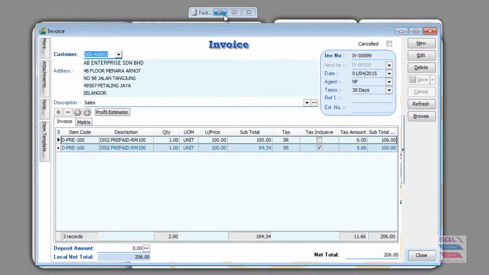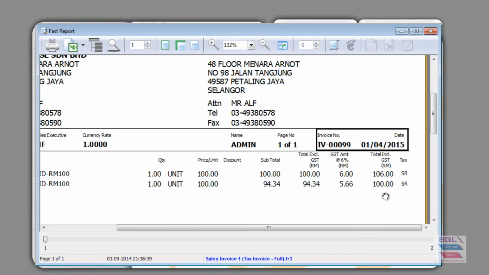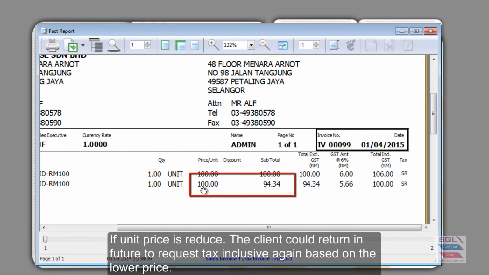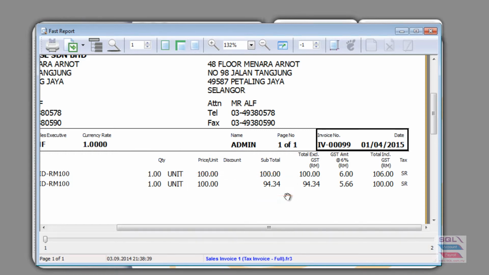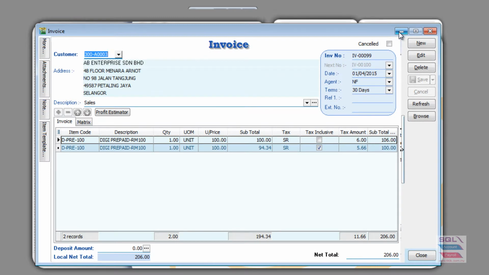How does it look in the invoice? If you look at this invoice, you will be able to clearly see the reduced sales value. Now, why isn't the reduced sales value included in the unit price? That is because if you lower your unit price and the client comes back again and requests a tax inclusive on a second round from a lower sales value, then you will be perpetually lowering your sales price. Obviously, that is not a situation most businesses want. So that is the topic of tax inclusive.